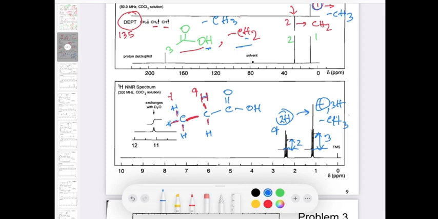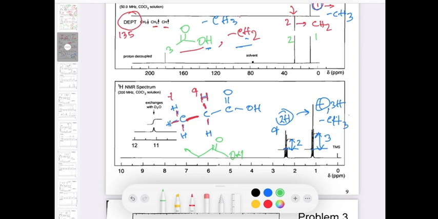So this is the final structure. In a simpler way, we can also draw that structure like this, or maybe this way: CH3, CH2, COOH. So this is the final structure.